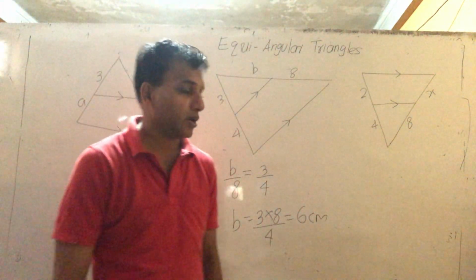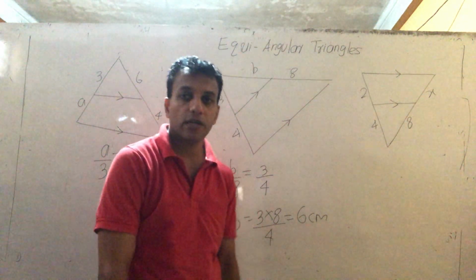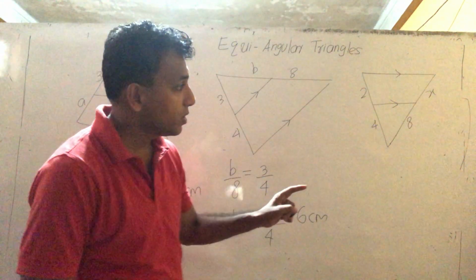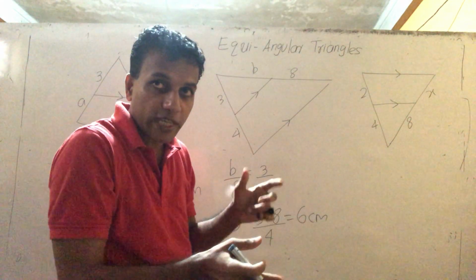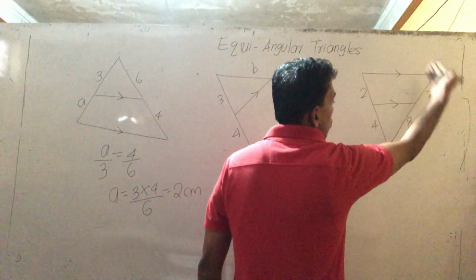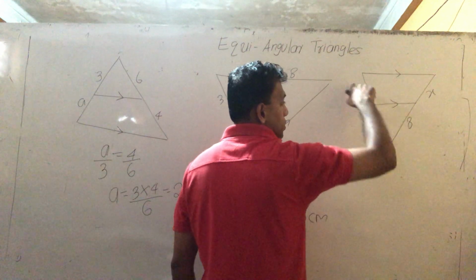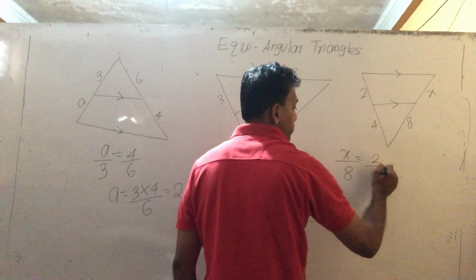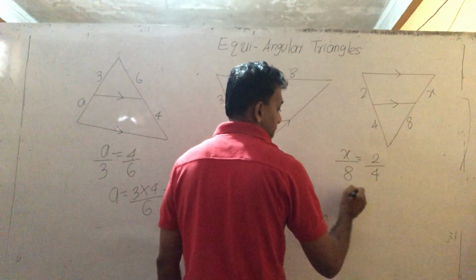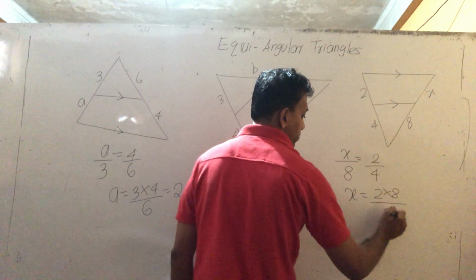Apply the ratio theorem. In a triangle, if a line is drawn parallel to a side, it divides the other two sides proportionally. So parallel is available, the other two values are given, and one is missing. So apply that theorem. X over 8 equals 2 over 4. Ratio part. So cross multiply: X equals 2 times 8 over 4.